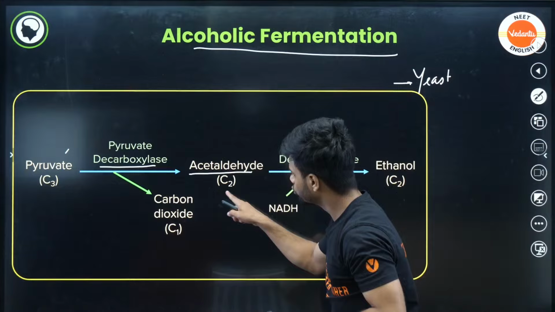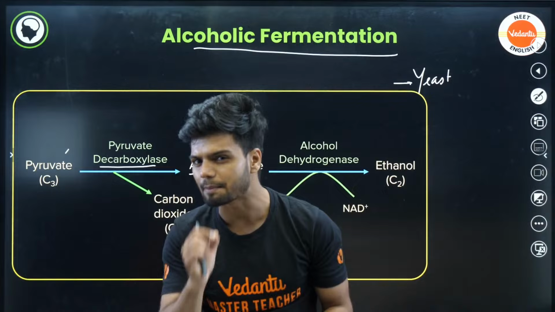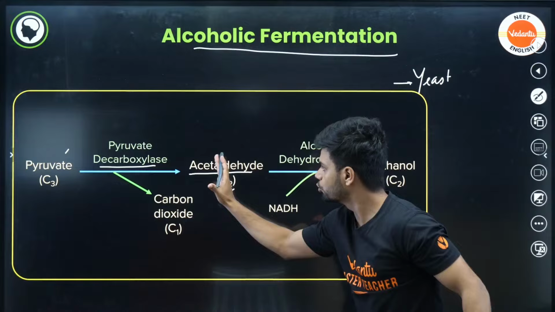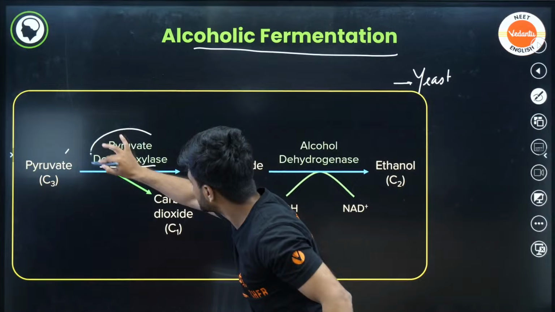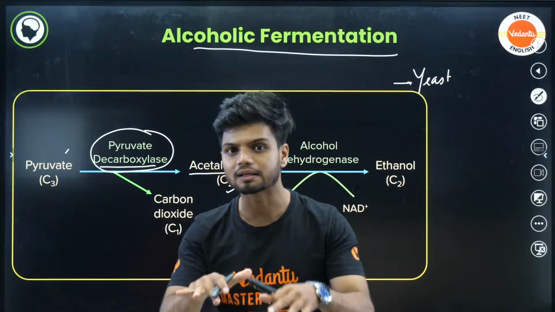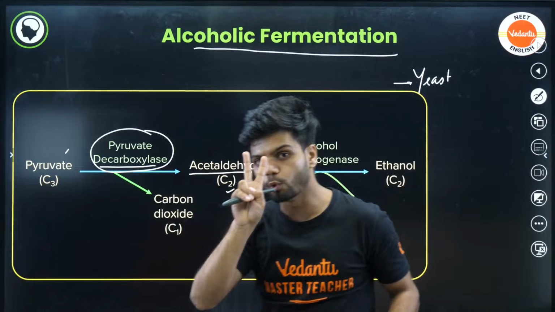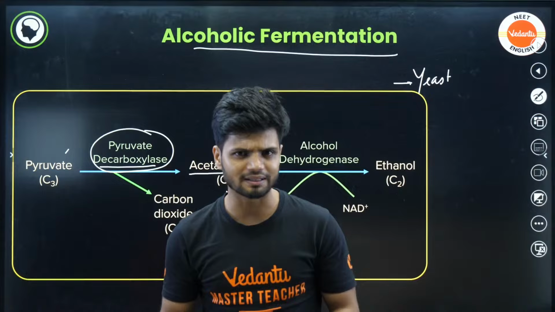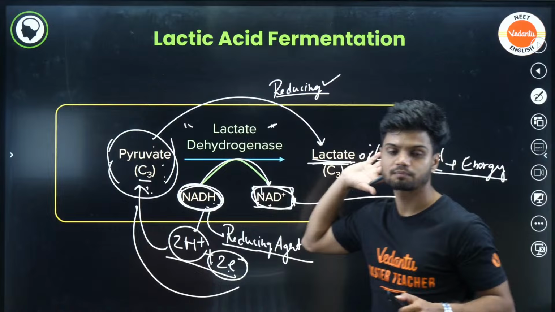This is an intermediate step in the case of your alcoholic fermentation. That is, pyruvate is getting converted to acetaldehyde in the presence of the enzyme pyruvate decarboxylase. From the pyruvate, a carbon dioxide is released outside. Remember, students, in the case of alcoholic fermentation, we have two enzymes which will be asked in examination. In the case of lactic acid fermentation, there is only one enzyme, that is lactate dehydrogenase.